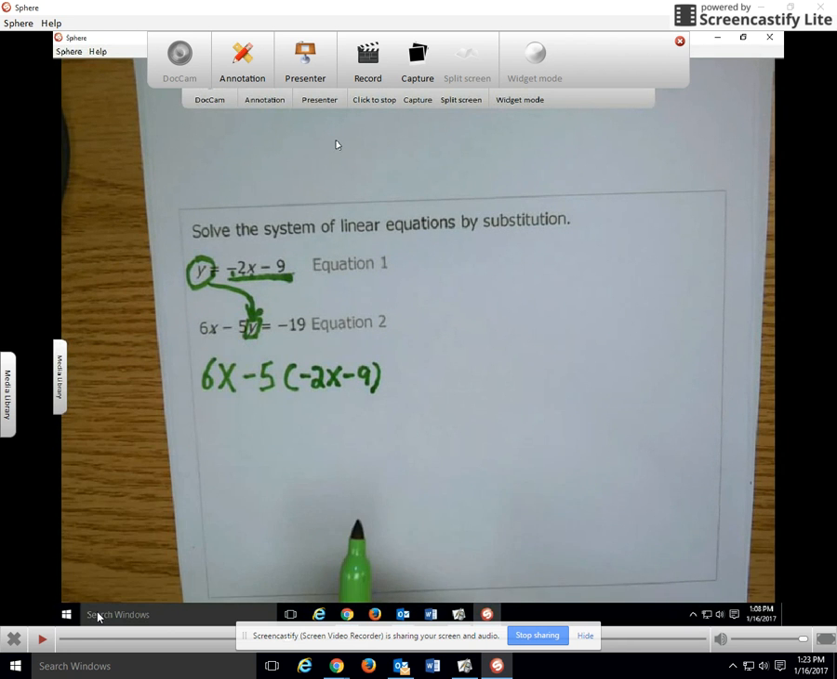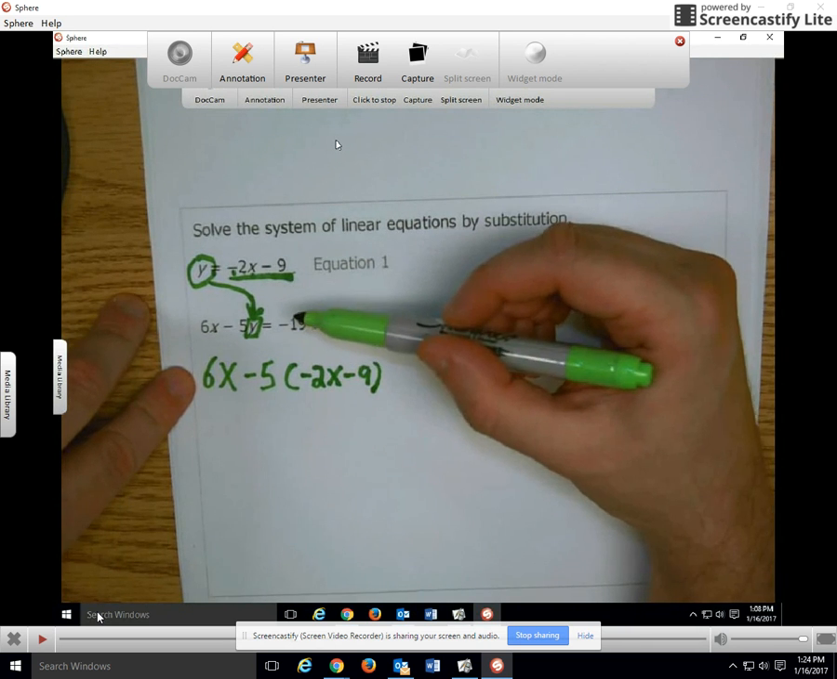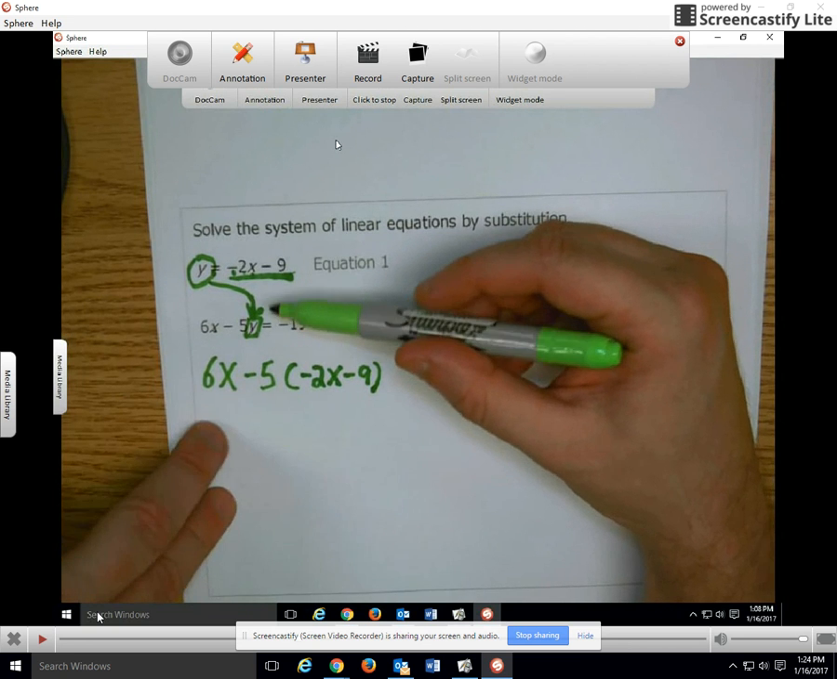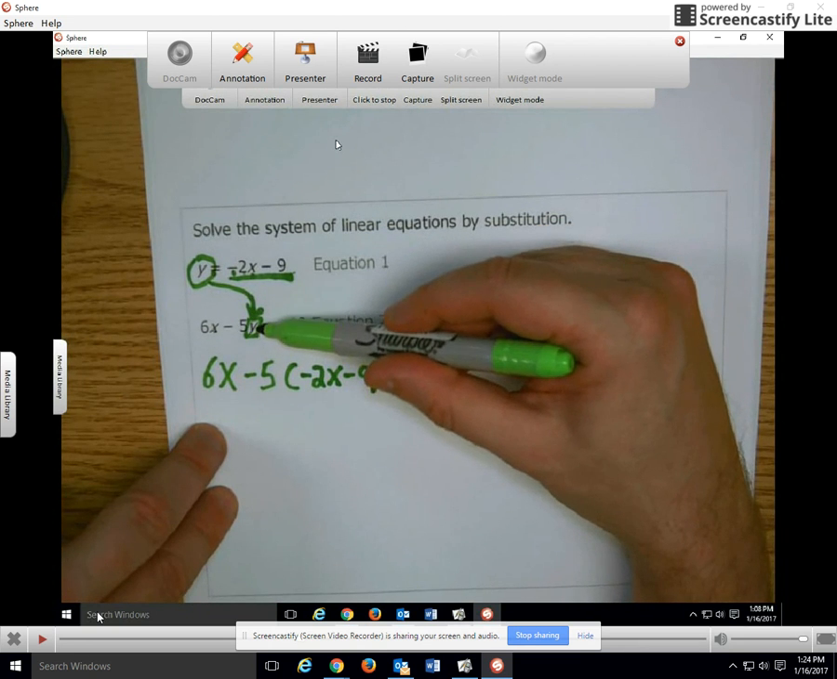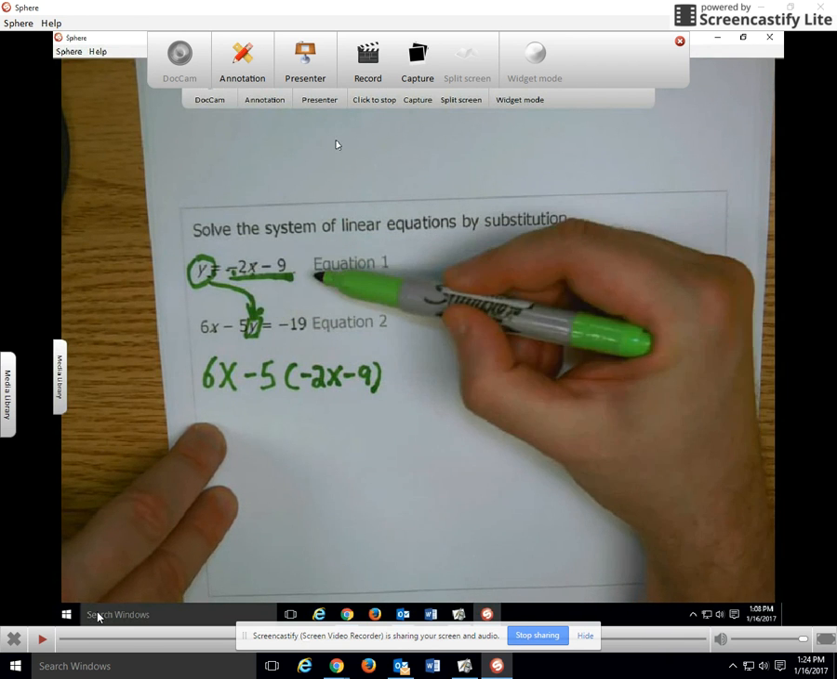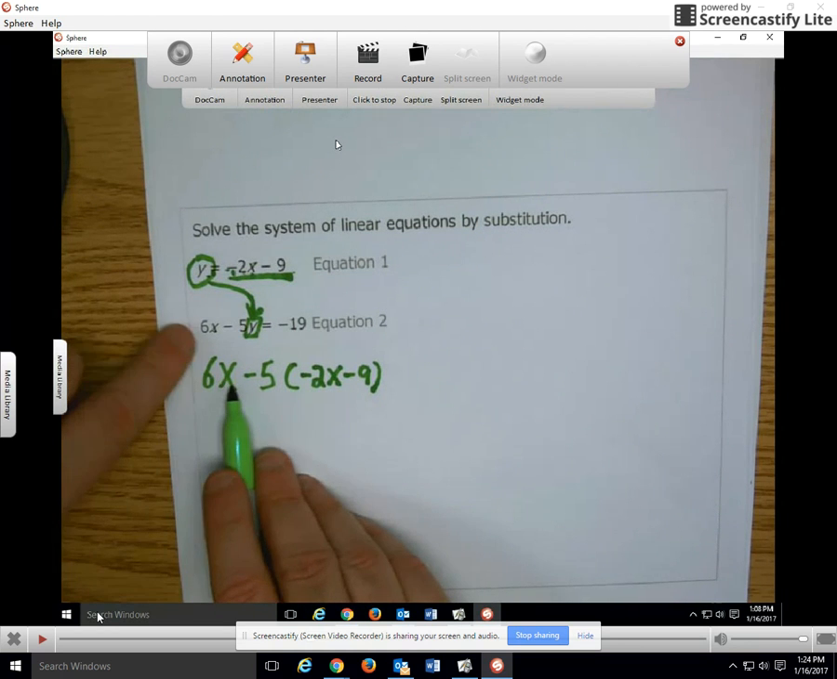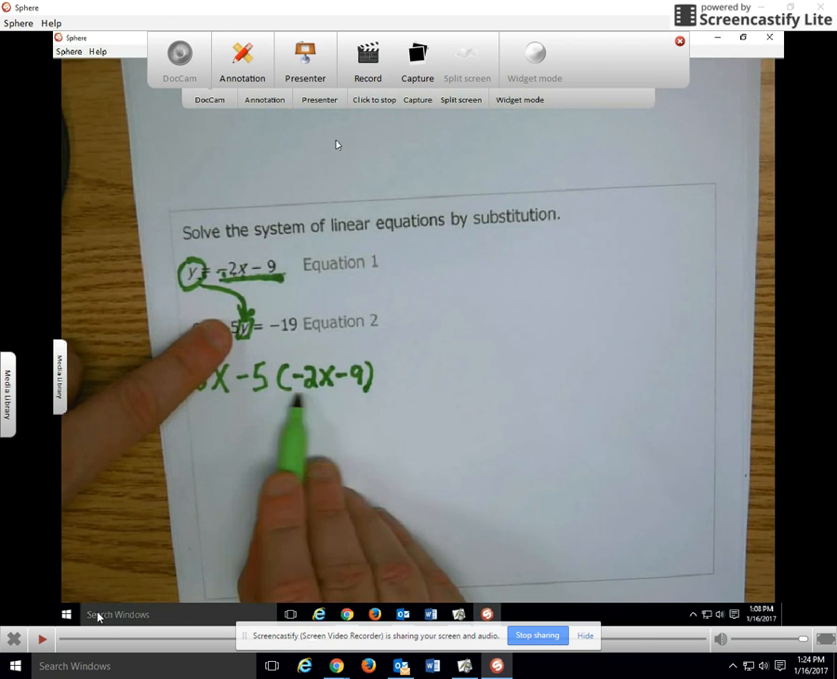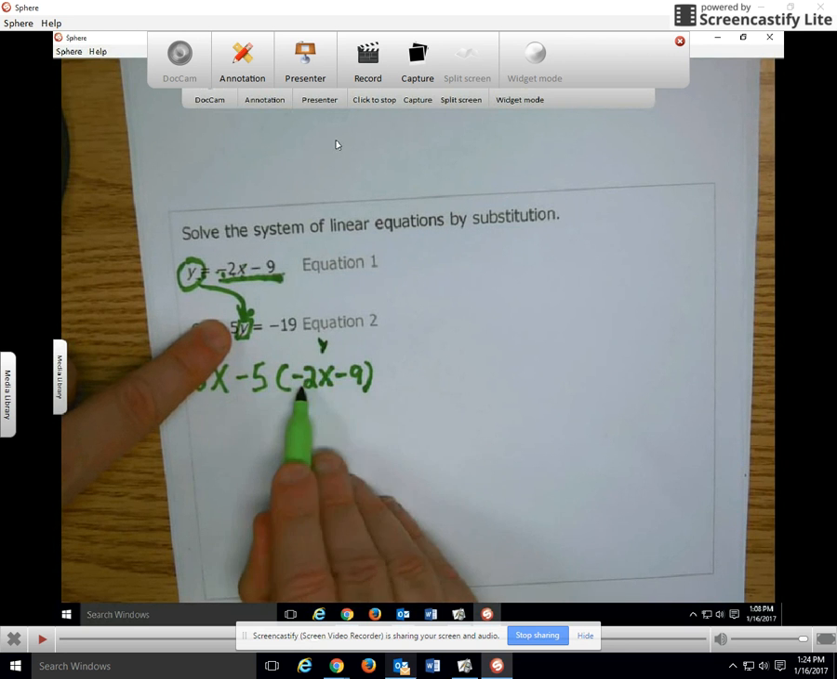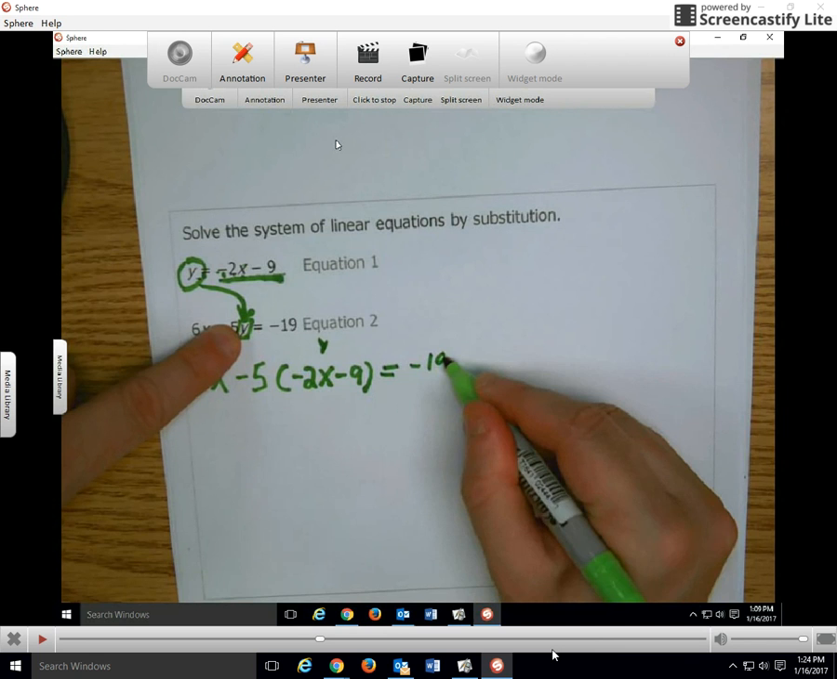I want to stop for a second and make sure you see this step. If you understand this step, everything else will make sense. If you don't understand this step, you may want to rewind it and watch it a few times. But we're basically taking out the y and in its place putting in what the y equals up here. Okay, so once you do that, 6x minus 5 times, this whole thing is the same thing as a y, equals a negative 19.